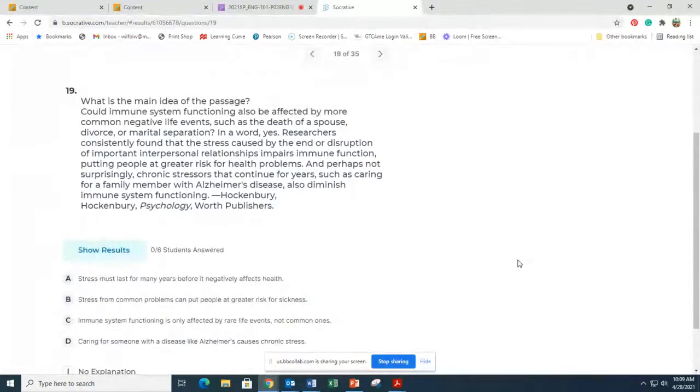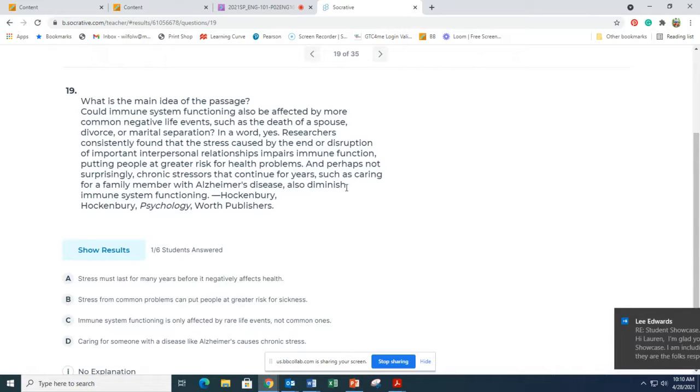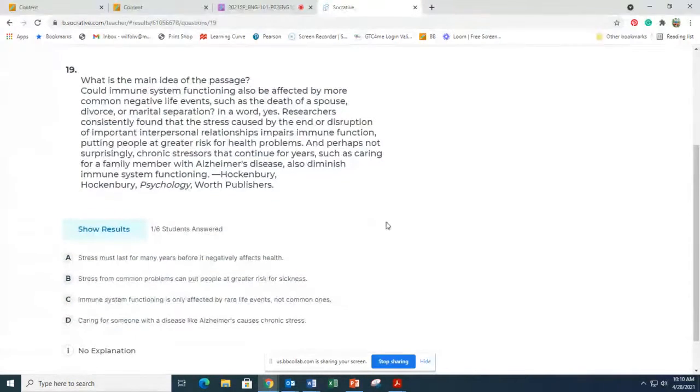Okay, what is the main idea of the passage? Could immune system functioning also be affected by more common negative life events, such as the death of a spouse, divorce, or marital separation? In a word, yes. Researchers consistently found that the stress caused by the end or disruption of important interpersonal relationships impairs immune function, putting people at greater risk for health problems. And perhaps not surprisingly, chronic stressors that continue for years, such as caring for a family member with Alzheimer's, also diminish immune system functioning. So, what was the main idea there?